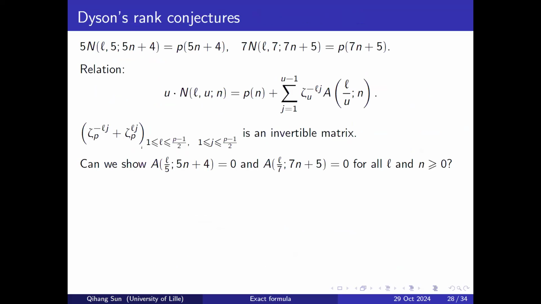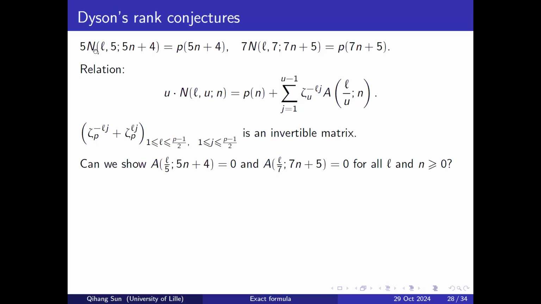After we have the exact formulas for ranks modulo p larger than or equal to 5, let's think back a little bit. Why does Dyson come up with the rank? Because he wants to interpret Ramanujan's congruences. And now we have the exact formula for the rank of partitions. Can we say something again about Ramanujan congruences?